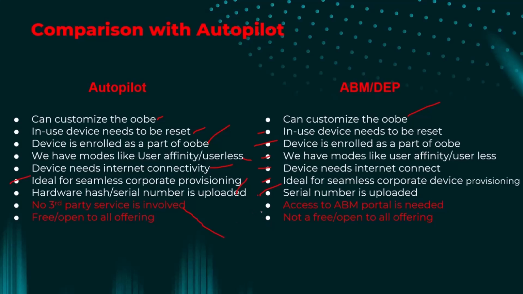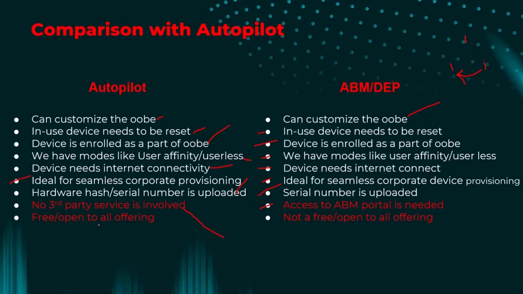But in case of ABM or DEP, the operating system is what? iOS, which is owned by Apple. Therefore, there is a third party that is involved, which is the Apple Business Manager portal or the Apple School Manager portal. So there are three components over here. One is the device, one is the Apple Business Manager or Apple School Manager, and one is Intune. They keep each other in sync, and the policies come down from Intune to the device since Intune is managing the device.